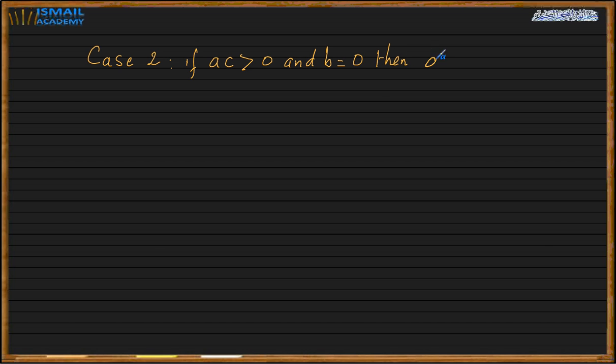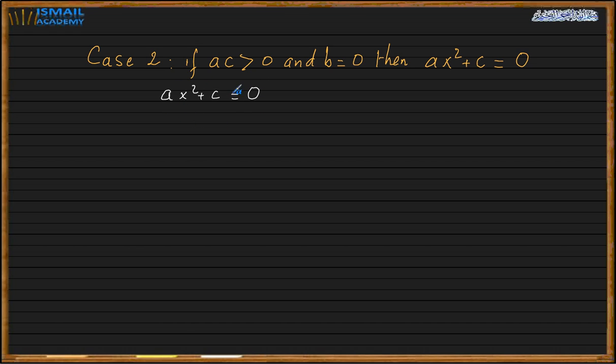So then we will have ax squared plus c is equal to 0. So here a times c is greater than 0. That means both of them are different than 0, and both of them have the same sign, both positive or both negative. So here what we'll have is ax squared plus c equals 0.